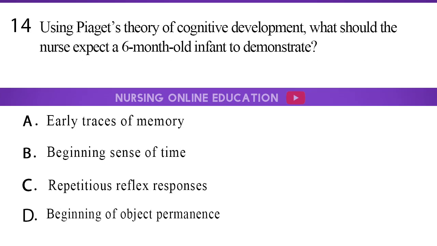14. Using Piaget's theory of cognitive development, what should the nurse expect a 6-month-old infant to demonstrate? A. Early traces of memory. B. Beginning sense of time. C. Repetitious reflex responses. D. Beginning of object permanence.